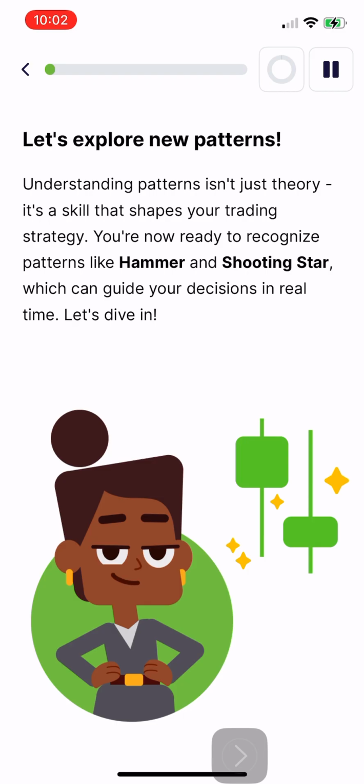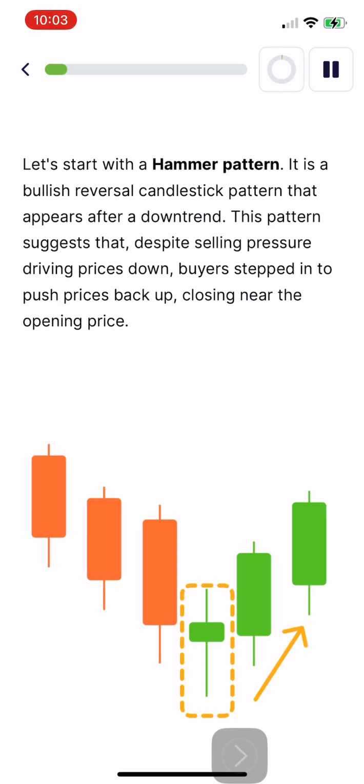Let's explore new patterns. Understanding patterns isn't just theory, it's a skill that shapes your trading strategy. You're now ready to recognize patterns like hammer and shooting star, which can guide your decisions in real time. Let's dive in. Let's start with a hammer pattern. It is a bullish reversal candlestick pattern that appears after a downtrend.